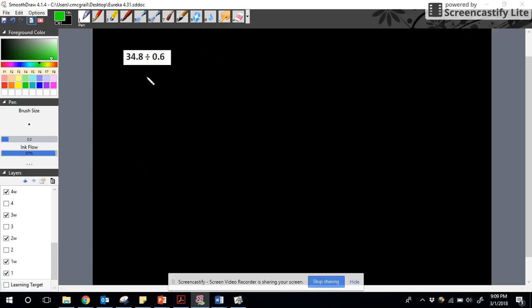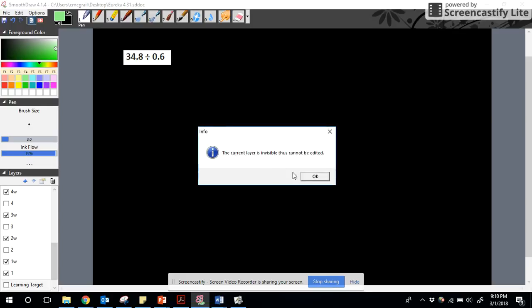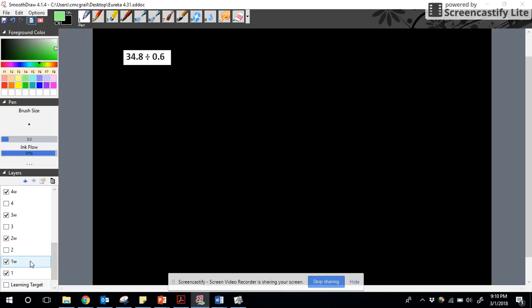We are doing 34 and 8/10 divided by 6/10. So right away looking at this, I'm not sure what to do. Maybe I need to do the standard algorithm, but these decimals are really confusing me. So here's what I'm going to do. The very first thing is rewrite this division problem as a fraction with a numerator and a denominator. So 34 and 8/10 is my numerator. 0 and 6/10 is my denominator.